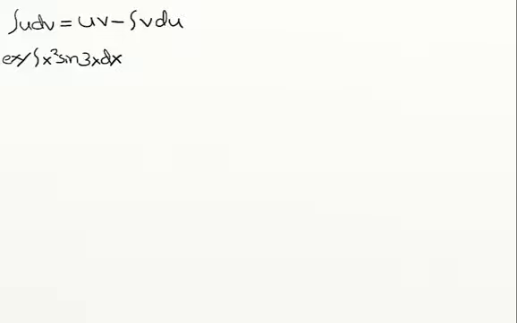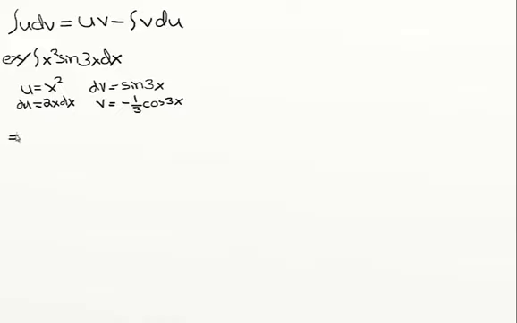So first we are going to pick our u and our dv. We're going to let our u be equal to x squared, and we're going to let our dv be equal to the sine of 3x. Then differentiating on this side we get du, and then we get a 2x dx. Then integrating, our v is going to be equal to negative 1/3 times the cosine of 3x. So then we're going to plug this into our formula.